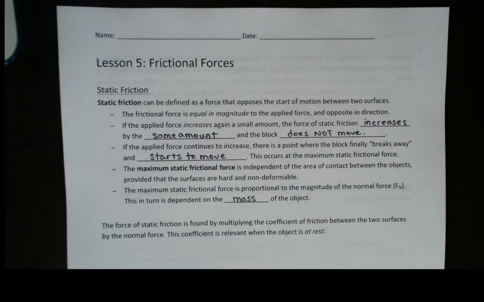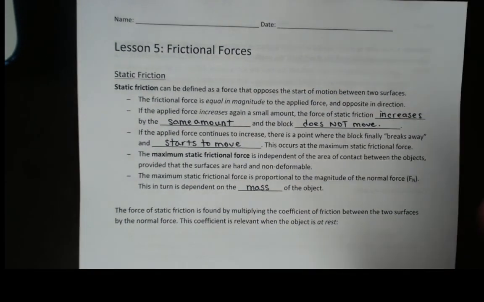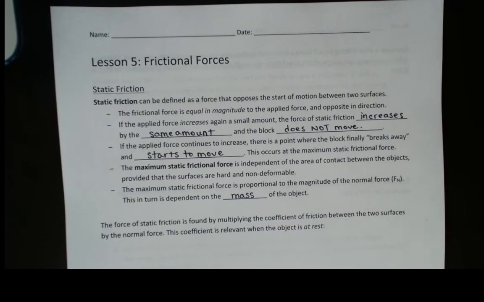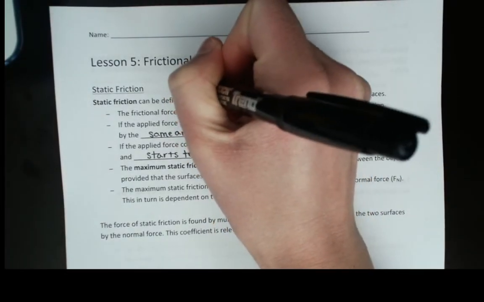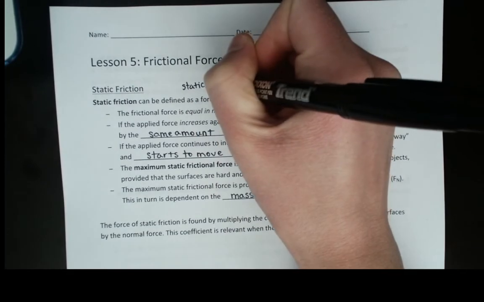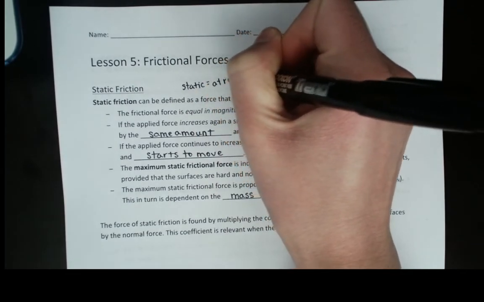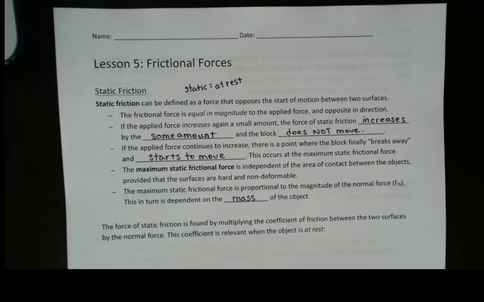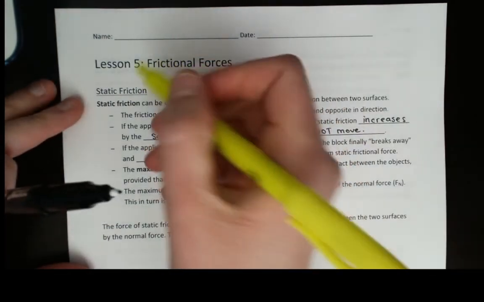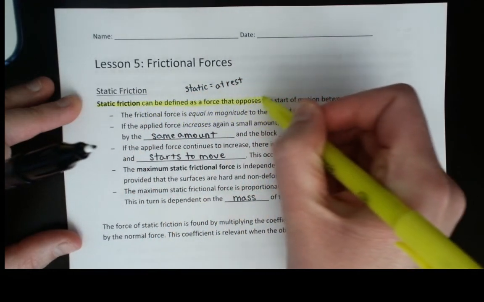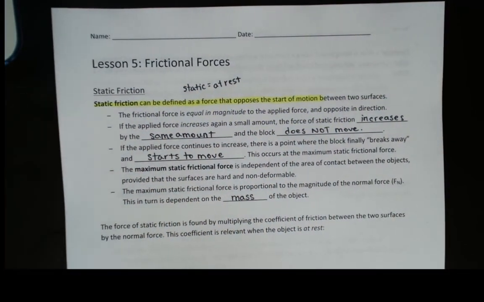Static friction is the first kind of friction we'll look at. Static friction is a force that opposes the start of motion. The word static basically means at rest. If you're an athlete doing static stretches, that means you're standing in one place while you're stretching, whereas dynamic stretches means you're moving around. So static friction is the force that opposes the start of motion.